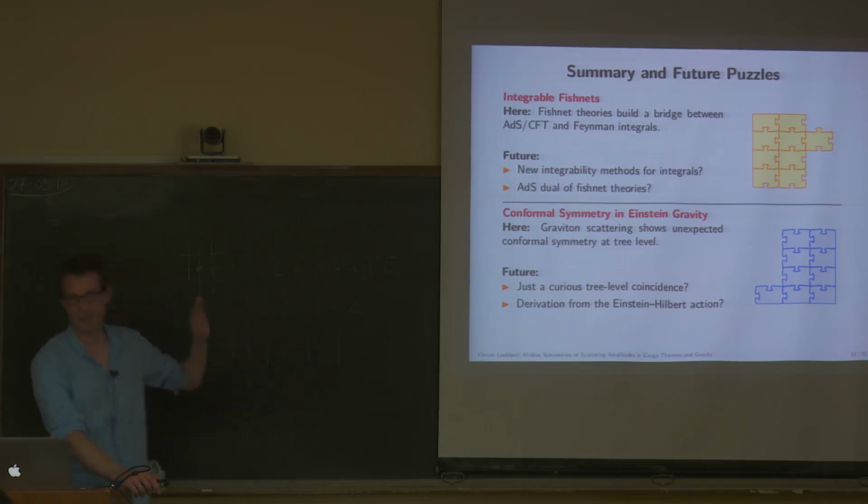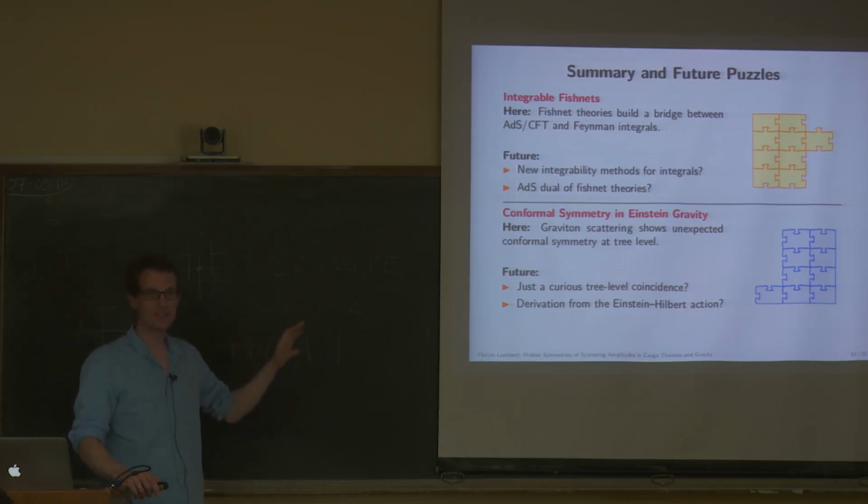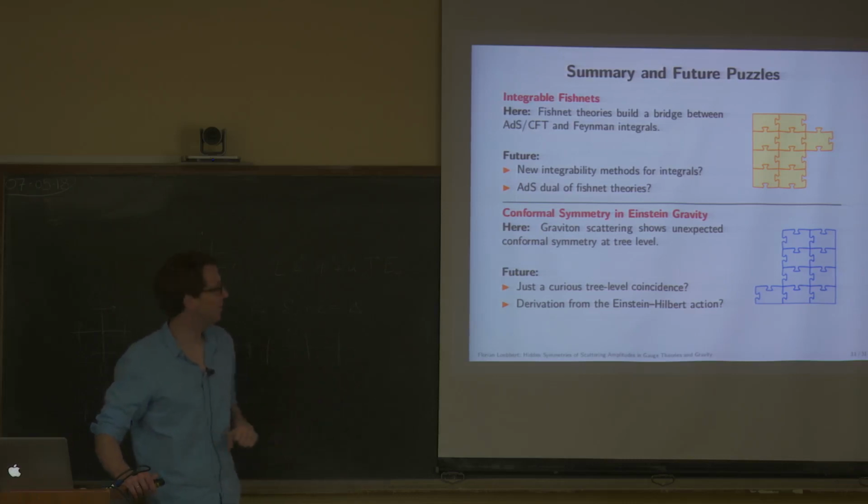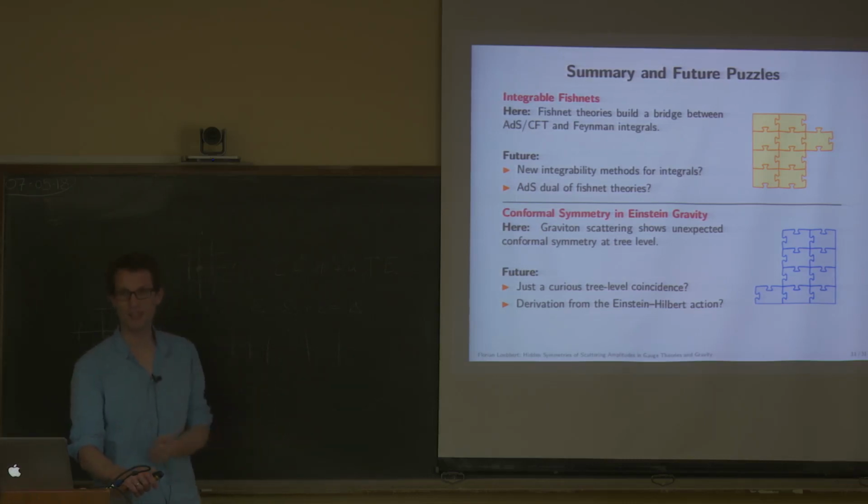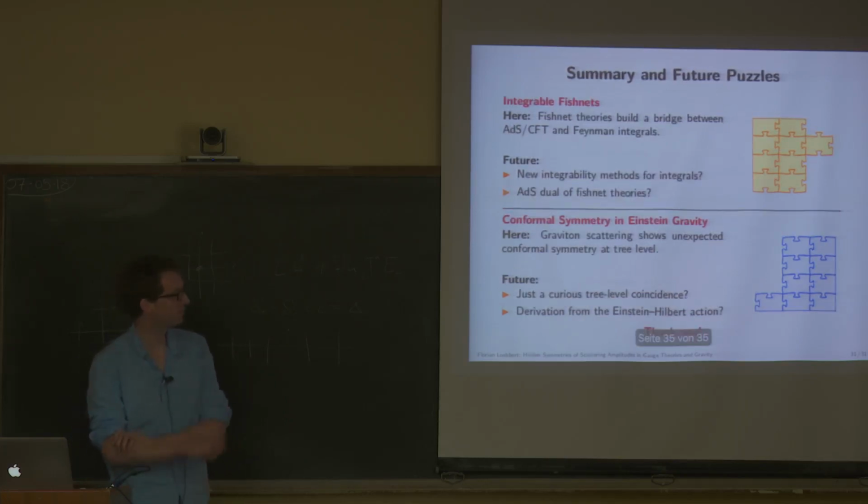And in the second part, I discussed briefly this graviton scattering, where curiously we also find a conformal symmetry. It has some very special features like this scaling dimension that depends on the number of particles and the dimension. But still, the amplitudes seem to be invariant under a representation of the conformal algebra. And it would be interesting to clarify whether this is just a coincidence that happens at tree level, or whether one can find a proof for this, maybe even from the Einstein-Hilbert action. And this is still completely open, what's behind this observation. So, yeah, thanks.